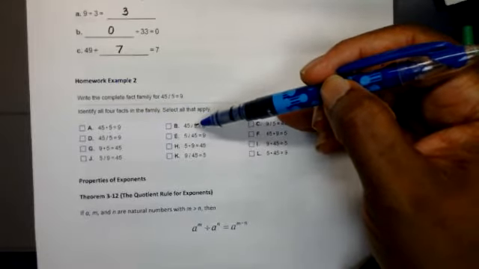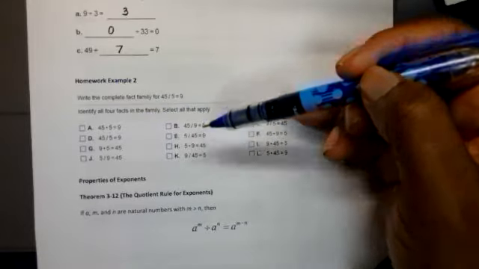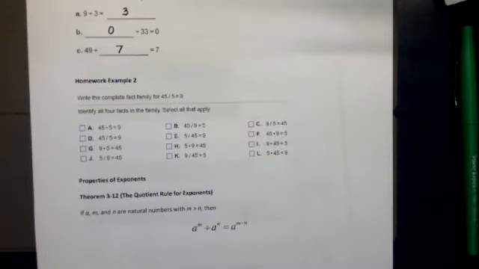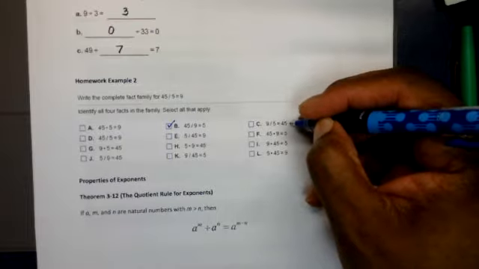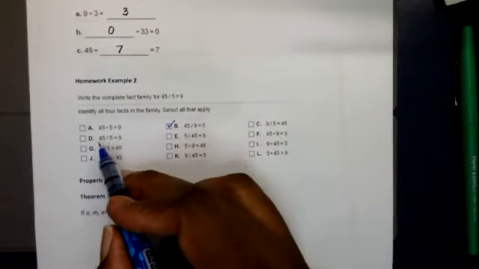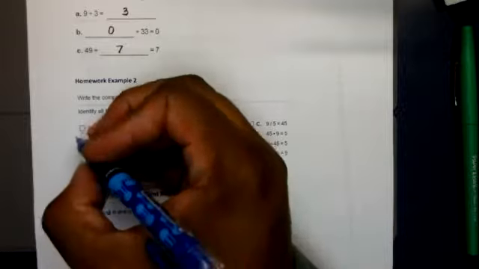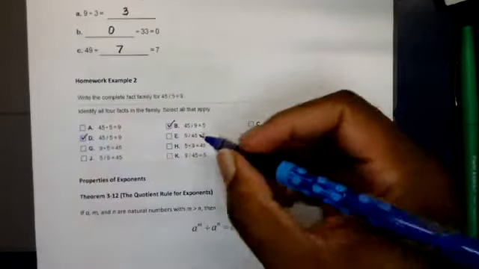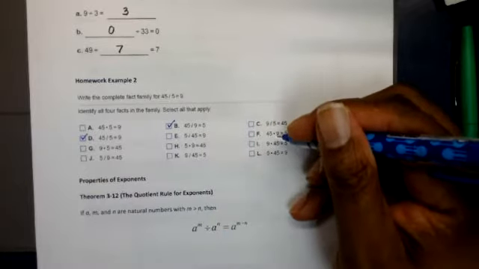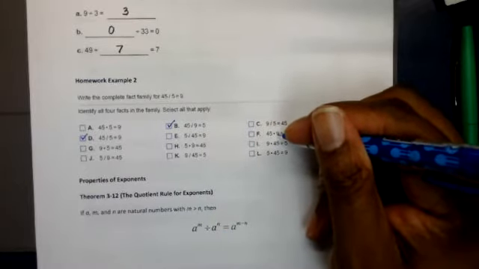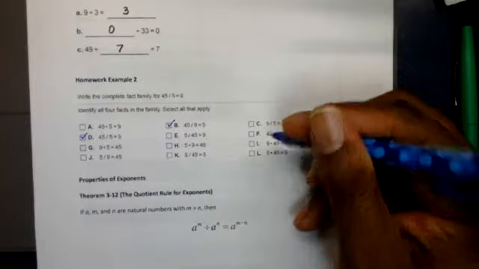This one, 45 divided by 9, will give us 5. So that would be one that we can use. But 9 divided by 5 does not give us 45. This one, 45 divided by 5 would give us 9. That would work. 5 divided by 45 does not give us 9, so we can eliminate that. Also, we can eliminate the 45 times 9. That doesn't give us 5.